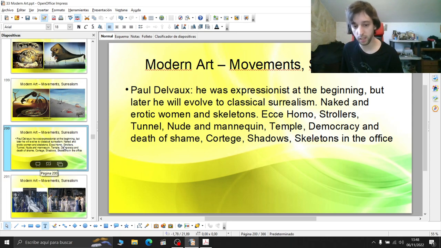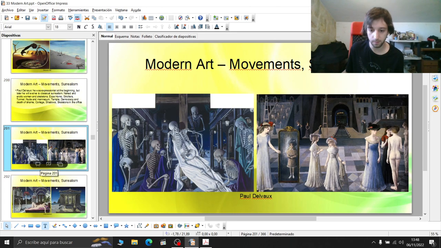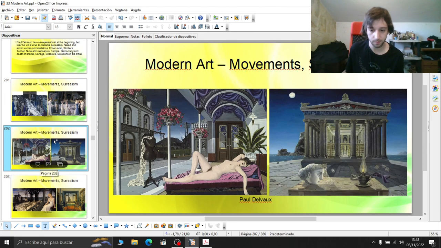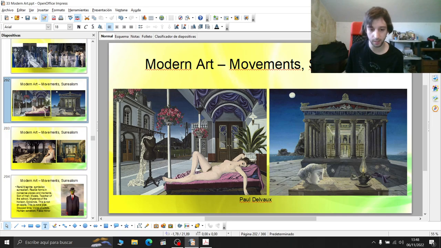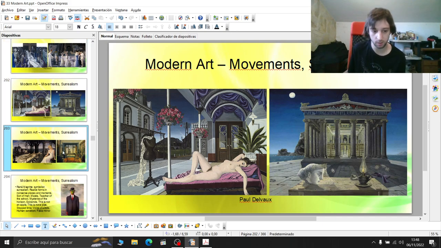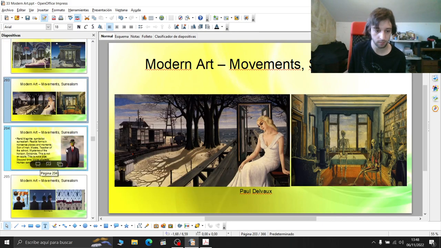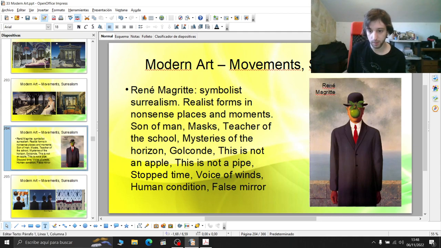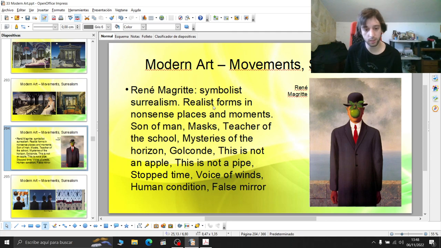Paul Delvaux was expressionist at the beginning, but later he evolved to classical surrealism. You see all the paintings have this kind of blue night environment, the blue tones in the colors. René Magritte, symbolist surrealist. Realist forms in nonsense places and moments.